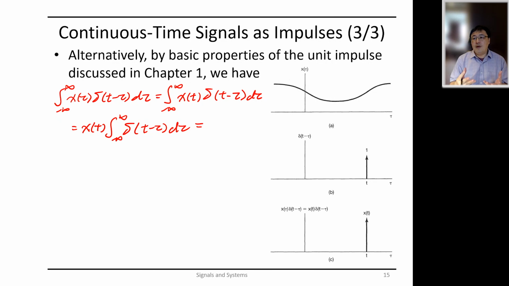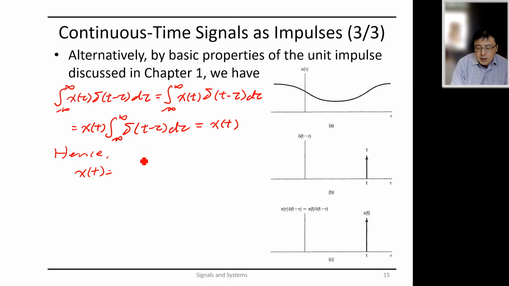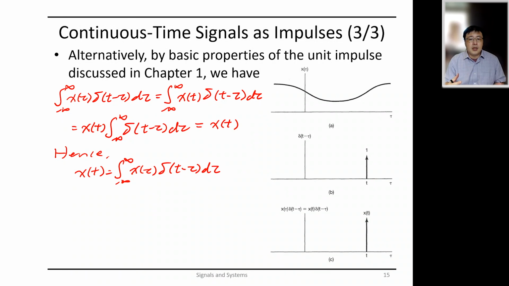And because the integral of a unit impulse function, the area of a delta function, is 1, therefore this integral is 1, and therefore this is just x of t. So this is a simple way to derive the shifting property: x of t equals this integral here, using the basic properties of the unit impulse that we discussed before.